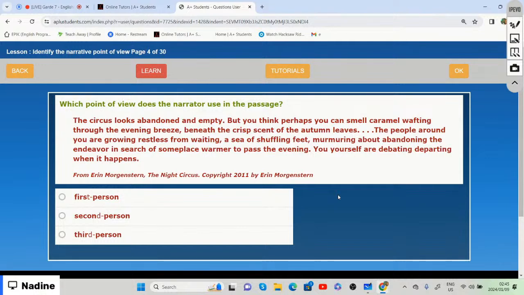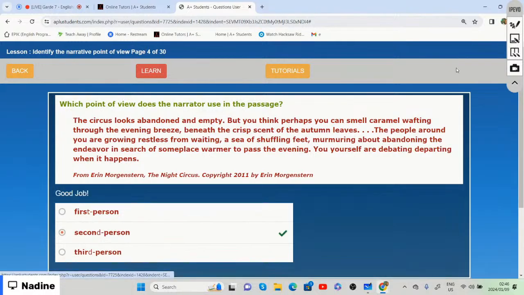We need to say, is this first person, second person, or third person? Basically, within this passage, we can say this is second person point of view.